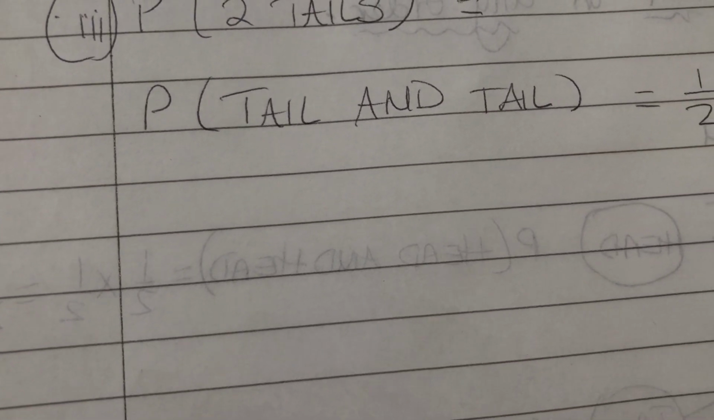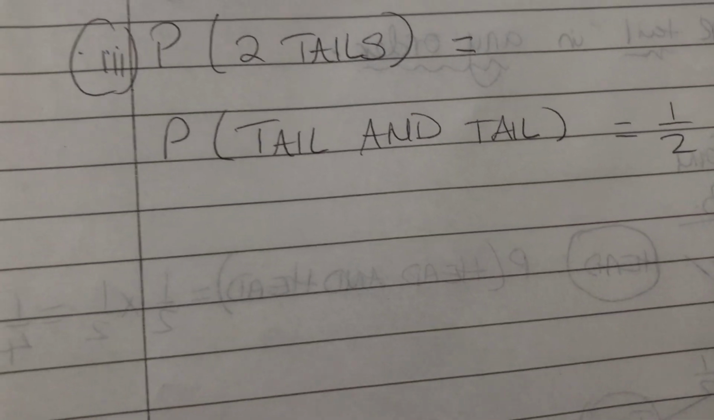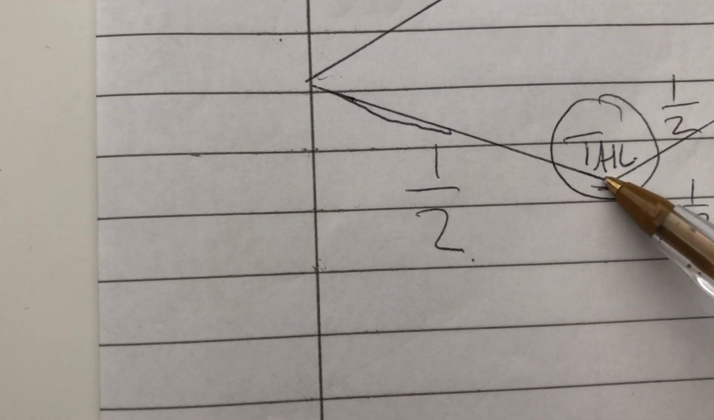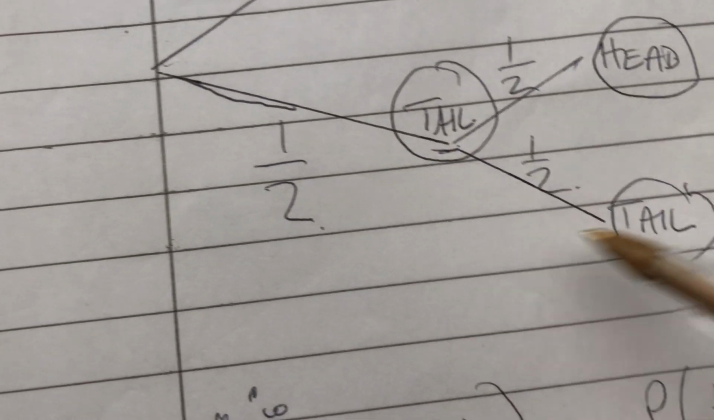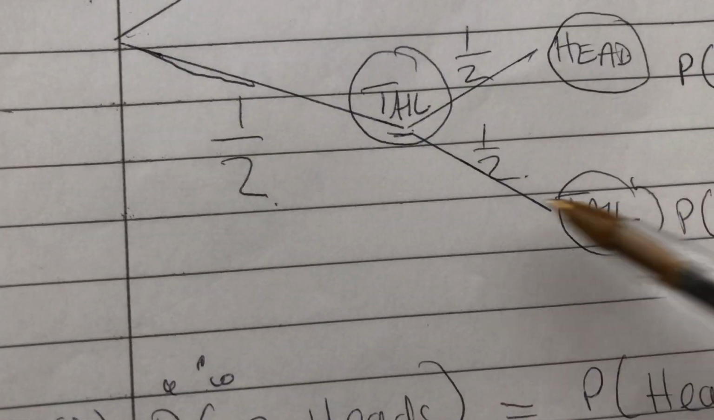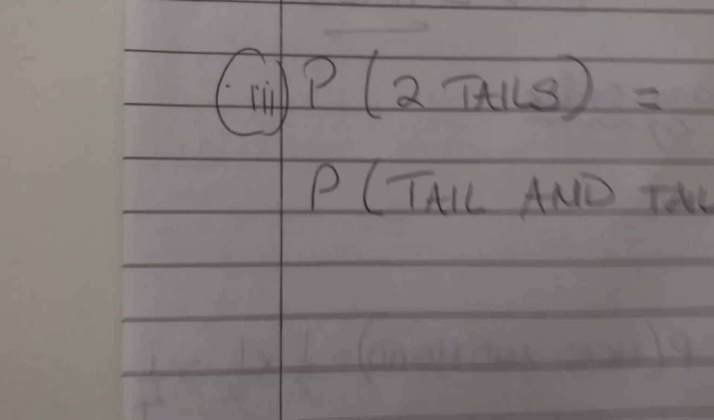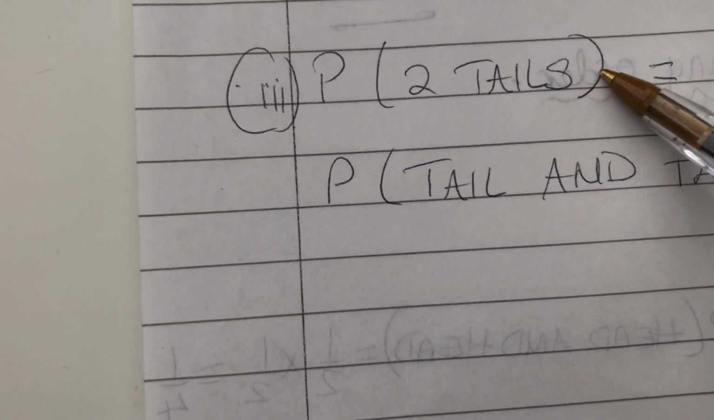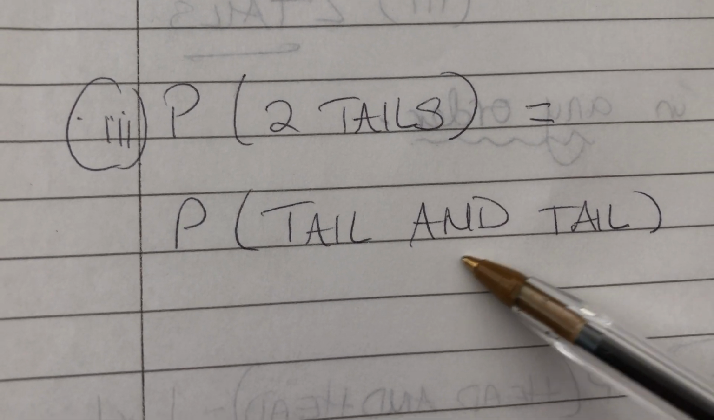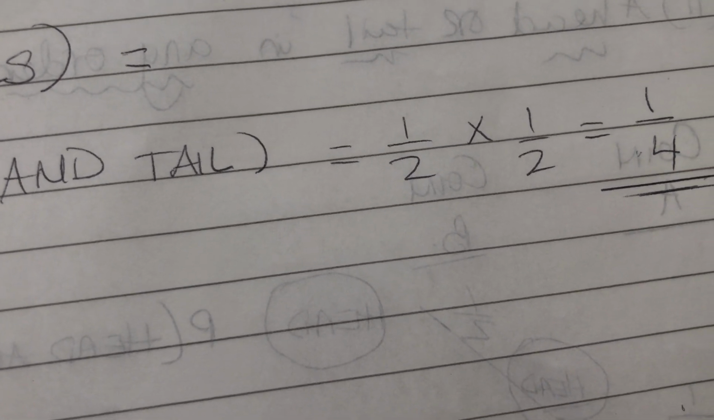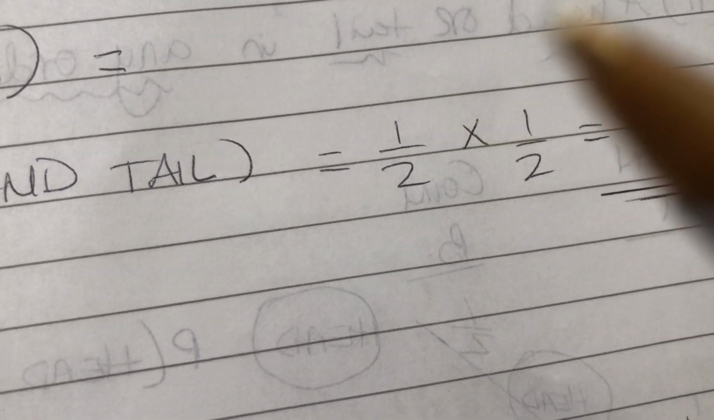What is the probability of choosing two heads? Okay, head and a head. So if you go to your tree diagram again, you have head first instance, no, tail first instance, and then another tail second instance. So it will be half times half, which is 1/4. So here you have probability of two tails, which is tail and tail, which will be half times half, 1/4. Okay.